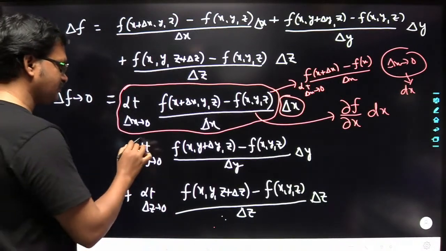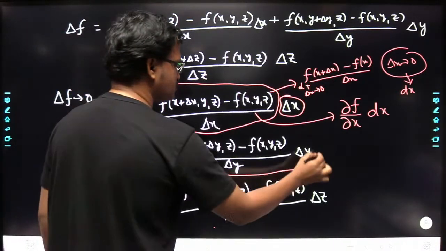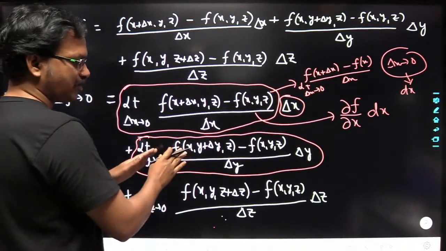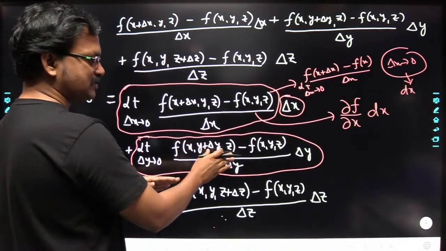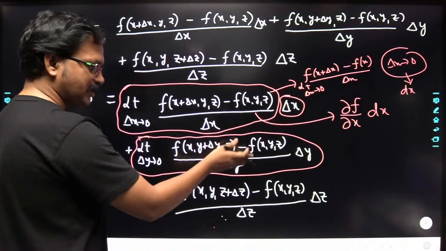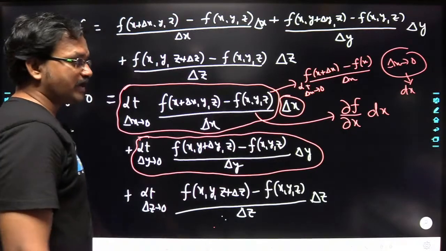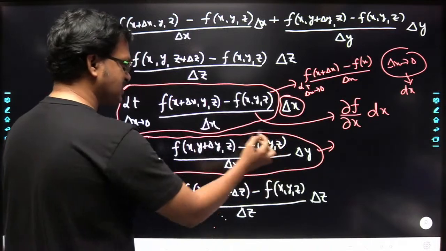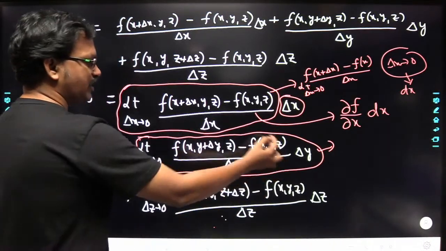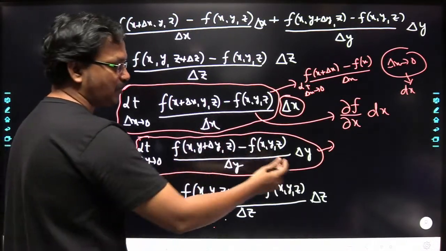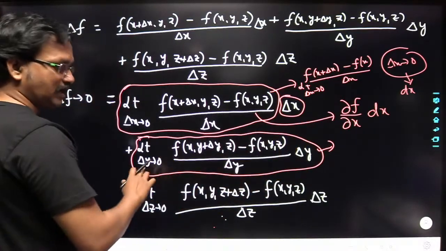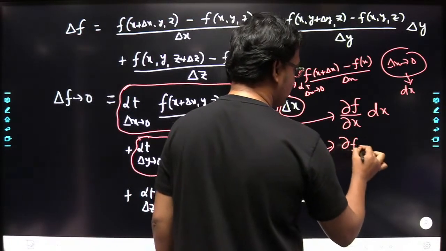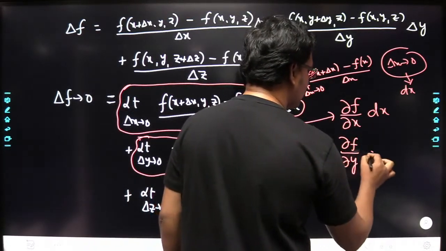Now if you consider similarly this one here, how can you represent it? Limit delta y tends to 0, f of x comma y plus delta y comma z minus f of x comma y comma z divided by delta y, multiplied by delta y. You can represent this as dou f by dou y multiplied by delta y tending to 0, which you can represent as dy. So this term I can represent as dou f by dou y into dy.